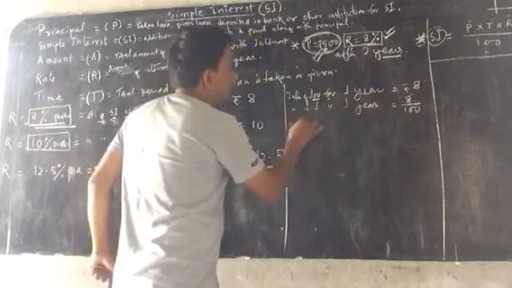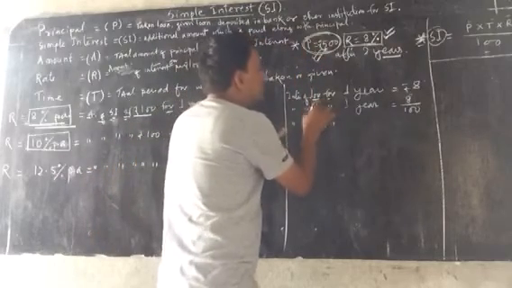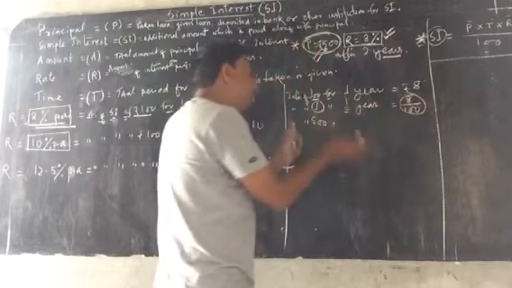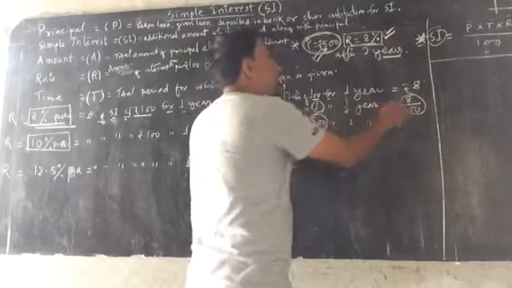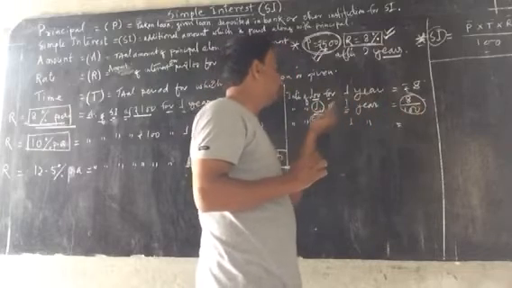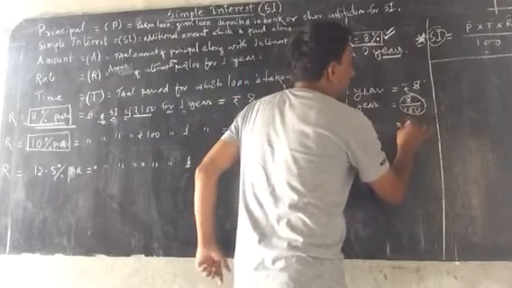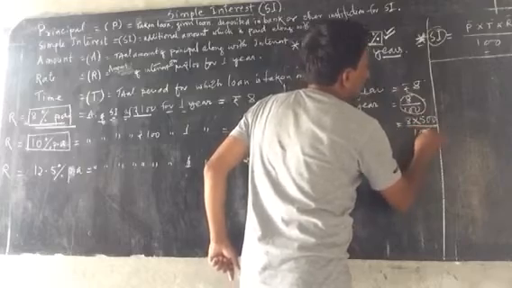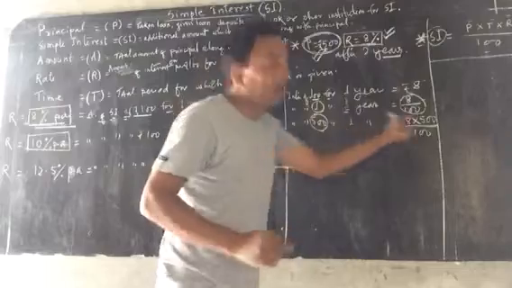Now interest of 500. So interest of 1 rupee for 1 year is this much. So obviously interest of 500 for 1 year will be more than this, because if the interest of 1 rupee for 1 year is this much, then the interest of 500 for 1 year will obviously be more. So I need to multiply the numerator, in this way. This is the total amount of interest of 500 for 1 year.